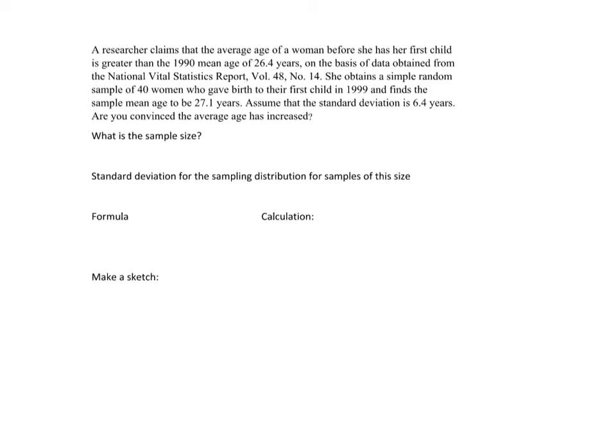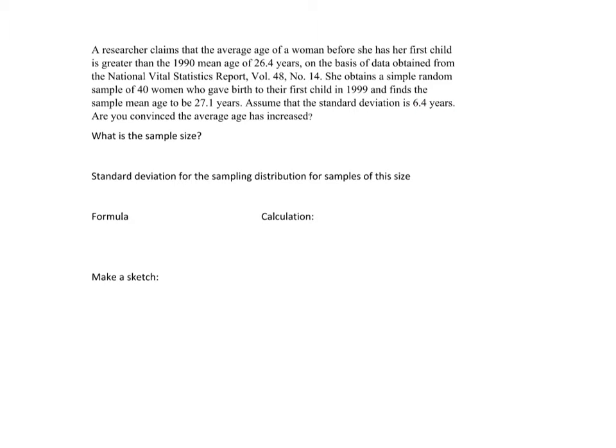Some researcher is claiming that the average age of a woman when she gives birth to her first child is actually higher than it was back in 1990. So she obtained a random sample of 40 women, and for those 40 women, the average age of first birth was 27.1 years. Now this is referring to the population standard deviation. Usually we don't know that, but we're going to treat it this way, and this will let us use z-scores like we did last week.